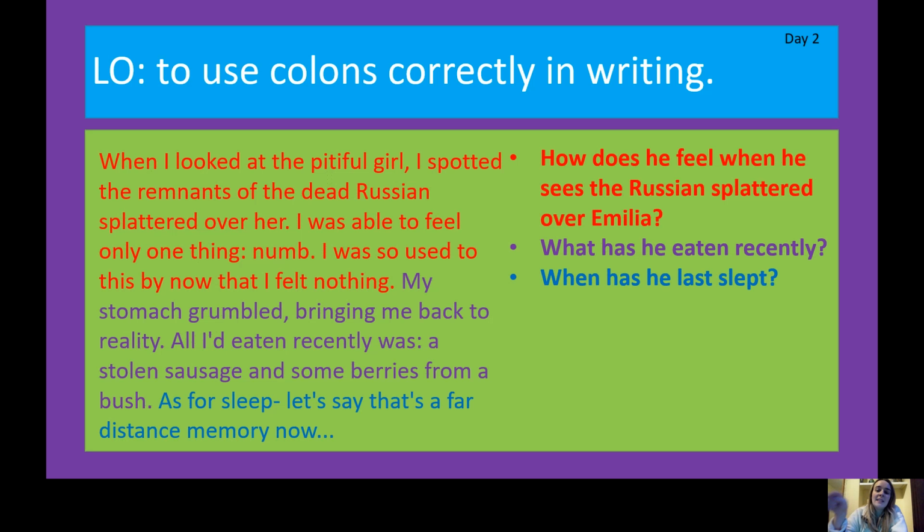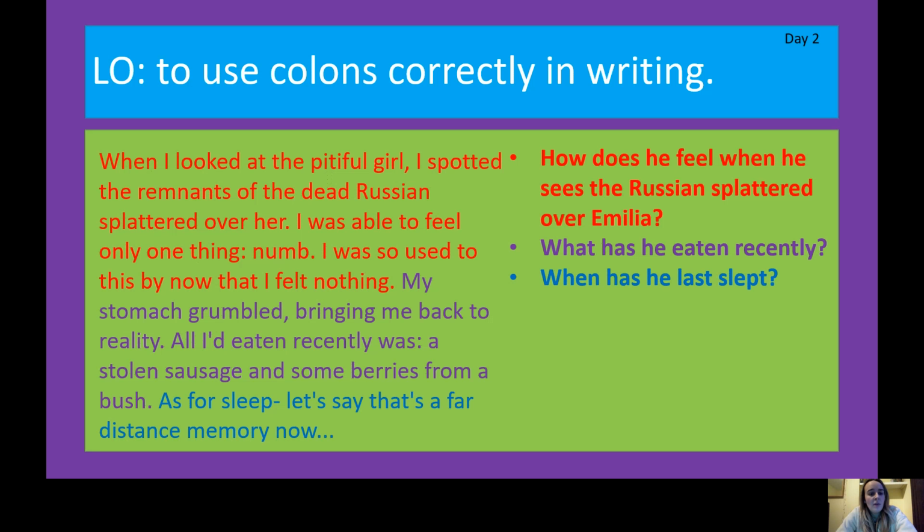How does Florian feel when he sees the Russian splattered over Amelia? Because you might remember in the Salt to the Sea book, he saved Amelia from the Russian, and he did so by shooting the Russian. But as a result, the Russian went over Amelia. So that's just recapping on Salt to the Sea knowledge. So I wrote here, when I looked at the pitiful girl, I spotted the remnants of the dead Russian splattered over her.